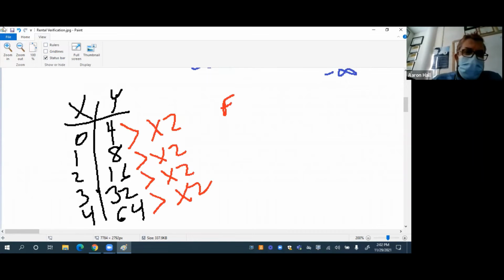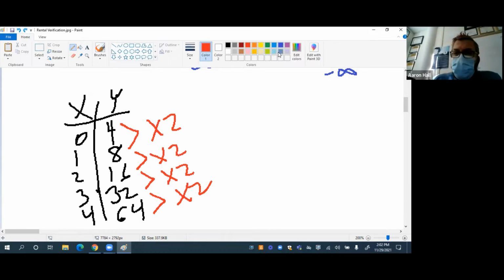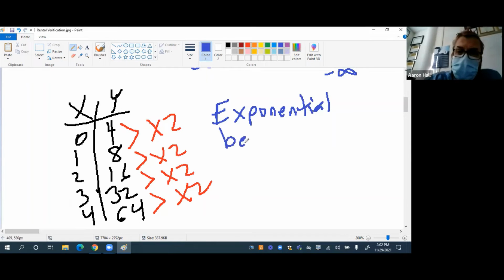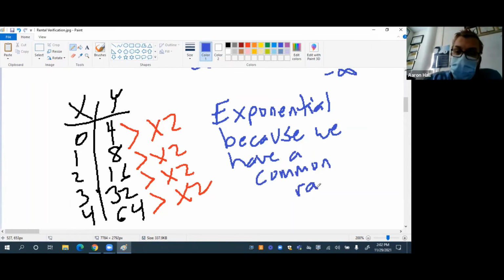Exponential, let's use blue again. Exponential because we have a common ratio. Ratio. Yep.